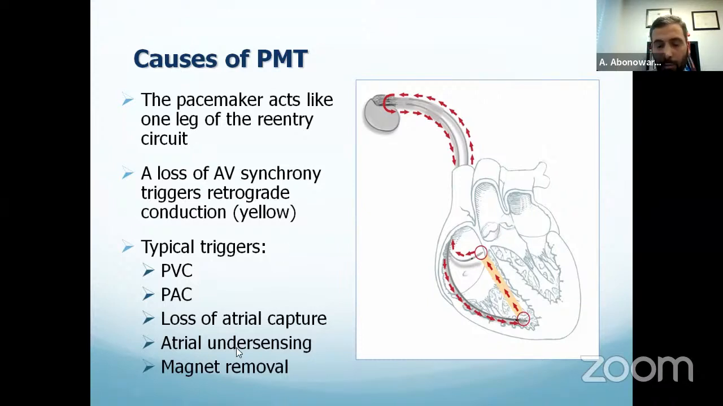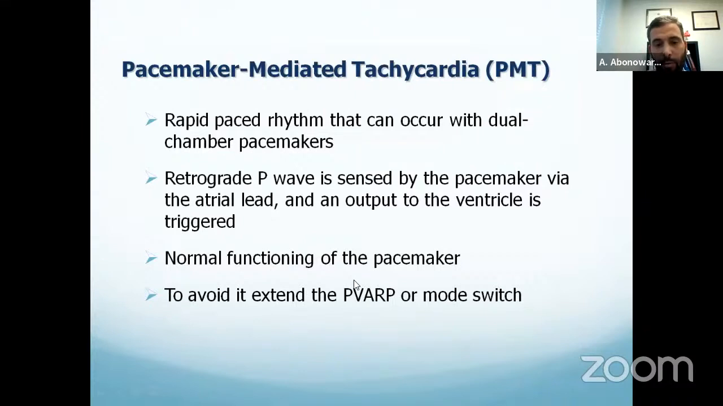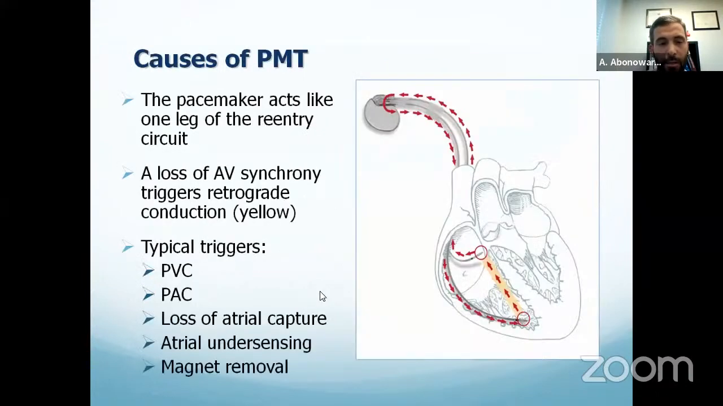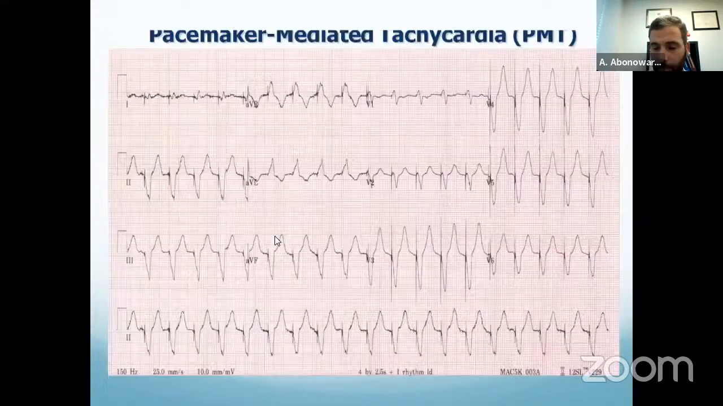The other treatment for that is to increase the PVARP. Here's the PVARP, the postventricular atrial refractory period. By doing that, usually I increase it by 50 points, and that should take care of it and prevent it from coming back. The third therapy is to treat the PVCs and PACs. We usually ask the physician who is looking after the patient, or if he's your patient, to increase beta blockers or add beta blockers or calcium channel blockers to get rid of the PVCs to prevent this from happening again.